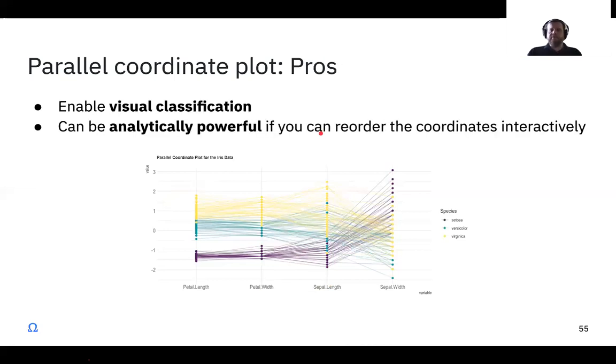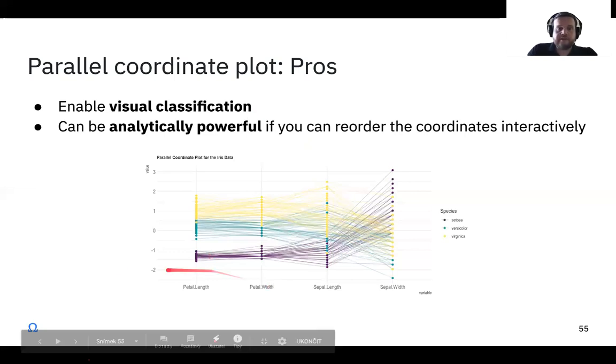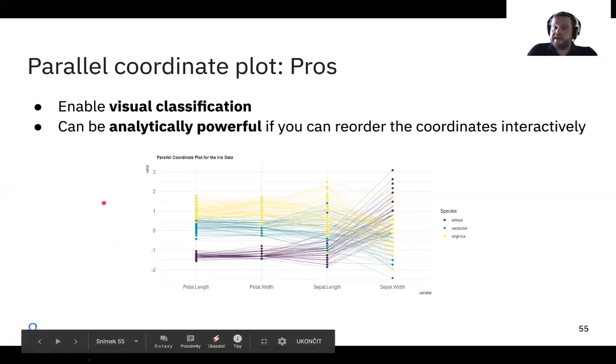So what are the pros? The nice thing about the parallel coordinate plot is that it enables visual classification, right? So exactly what I have shown on the previous slide, what we can do with the separations, that's visual classification right there, and it immediately pops at us from the plot if we look at it for at least a couple of seconds. So it can be analytically very powerful.